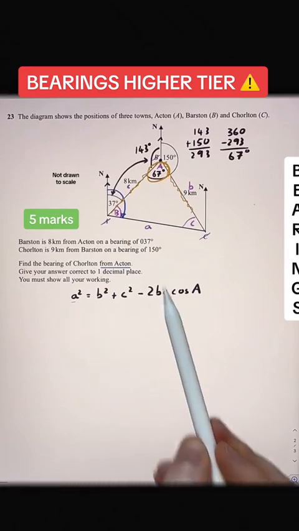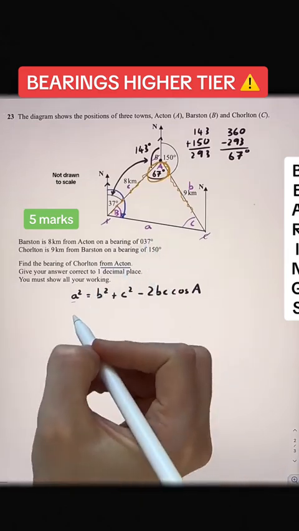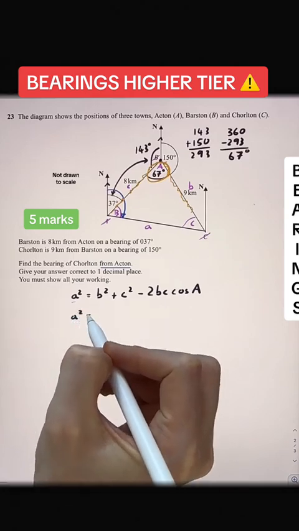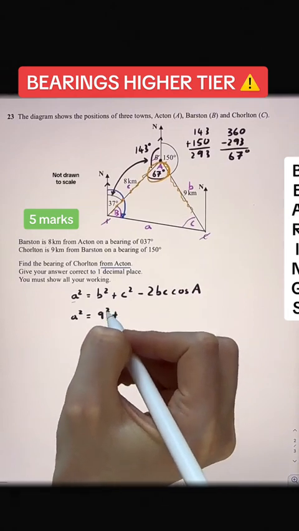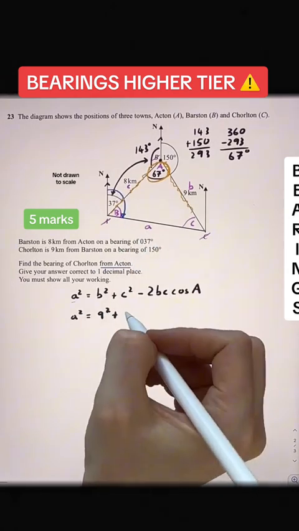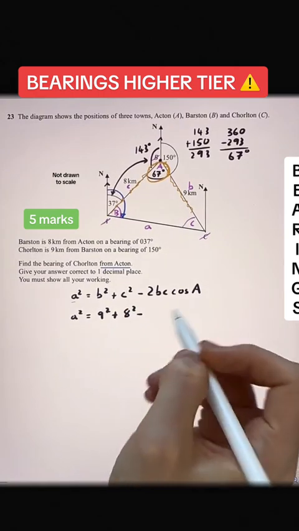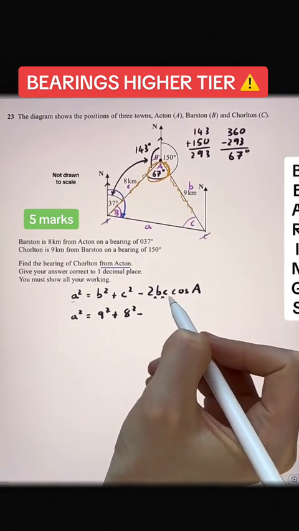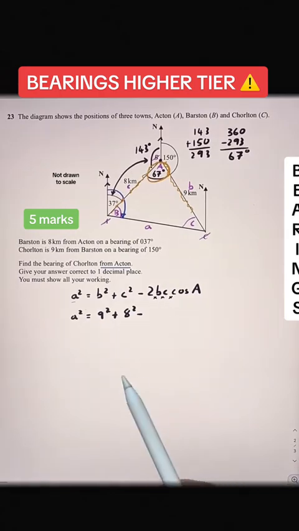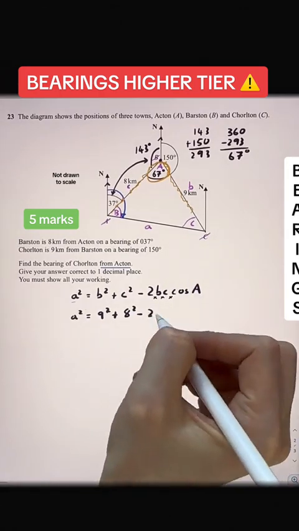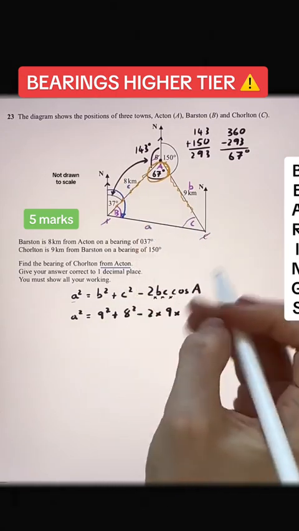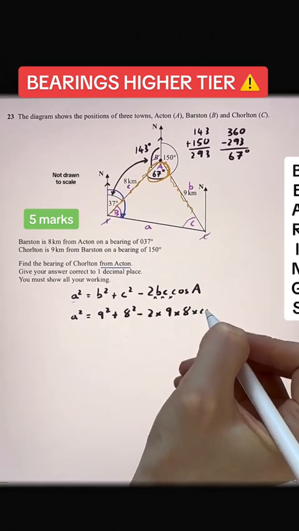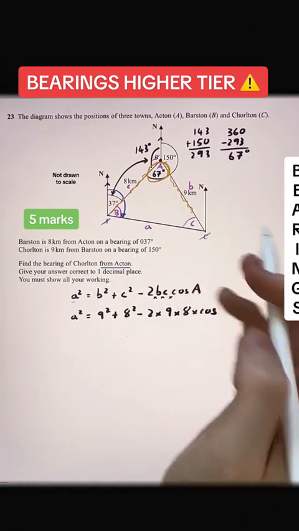Substituting into my cosine formula, well, A is what I'm finding. So I'm going to leave A squared alone on the left-hand side. And that equals B squared, where B for me is 9. So B squared will be 9 squared, plus C squared, where C for me is 8. So C squared will be plus 8 squared. Minus 2BC cos A. In algebra, in between each of the letters, we know there's a multiplication sign. So it's minus 2 multiplied by B, which in this case is 9, multiplied by C, which in this case is 8, multiplied by cos of the angle A. And in this case, the angle A is 67.